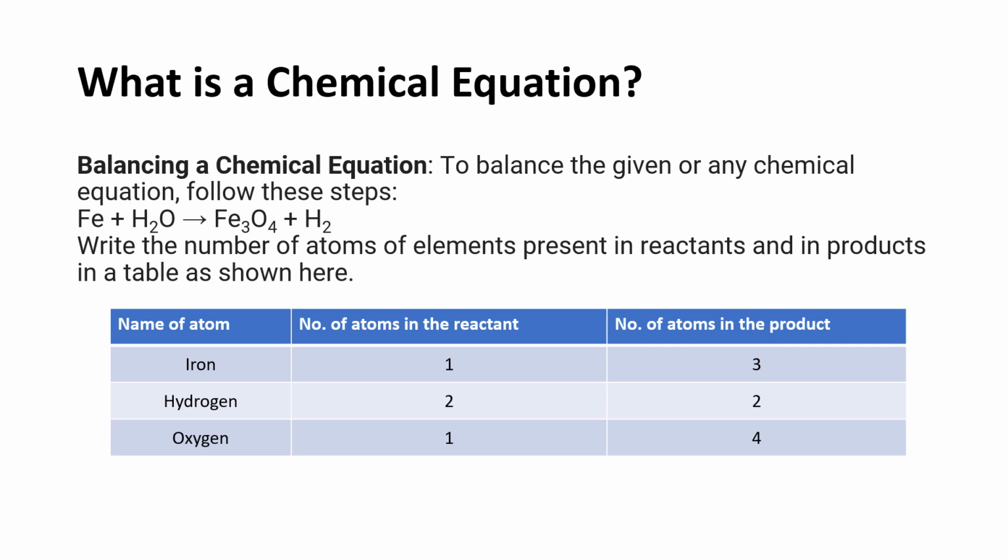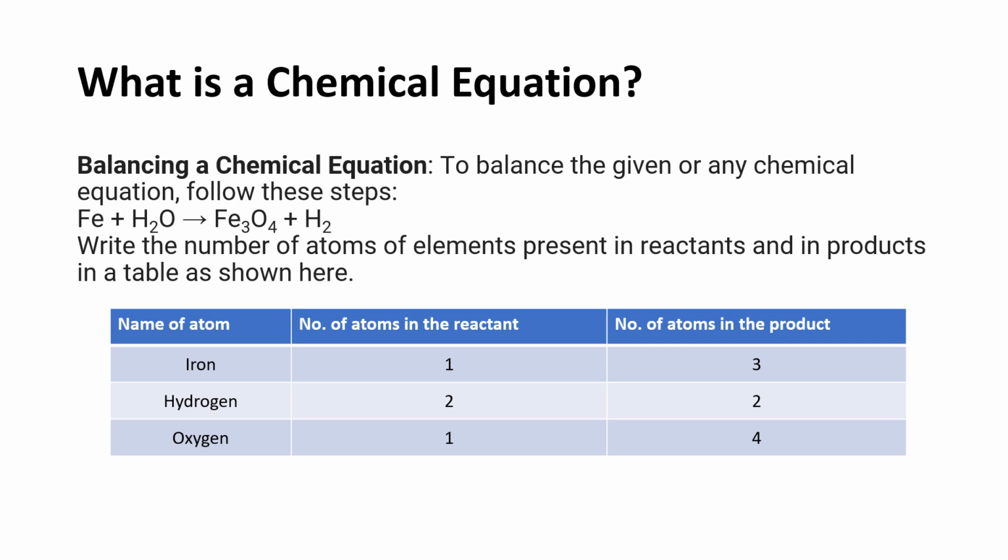Now let's look at balancing a chemical equation. To balance the given or any chemical equation, follow these steps. Fe plus H2O gives Fe3O4 plus H2. Write the number of atoms of elements present in reactants and in products in a table as shown here.